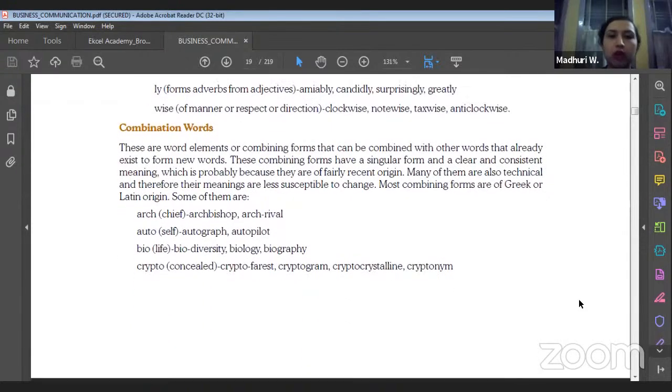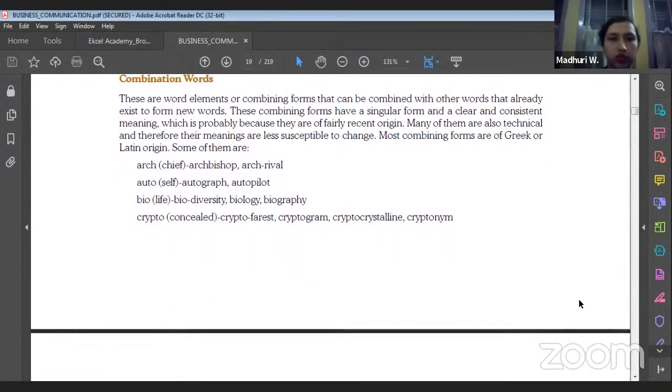Sometimes you have a combination of words that are used, right? Most of these words come from Latin or Greek origins. For example, arch is a chief, like an archbishop, archrival, right? Then you have auto, which means self, like autograph, autopilot. Bio is life, like biodiversity, biology, biography.